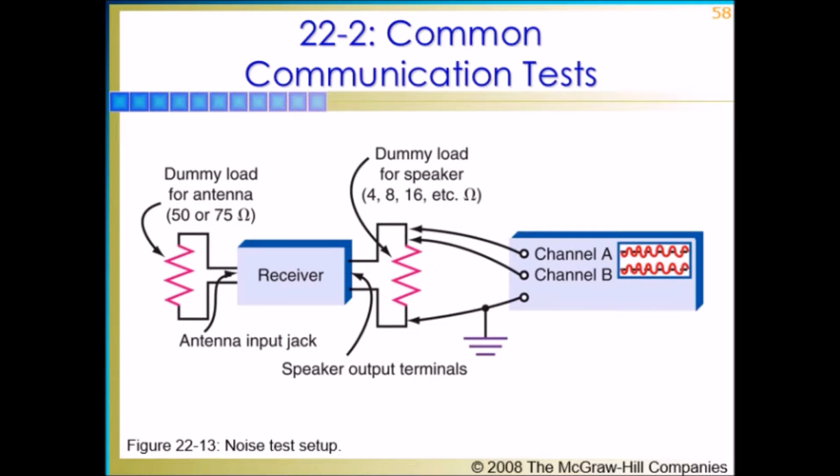2. Set the receiver volume control to its maximum. If the receiver has any type of RF or IF gain control, it should also be set to its maximum setting. 3. Set the oscilloscope input for the lower trace, channel B, to ground.